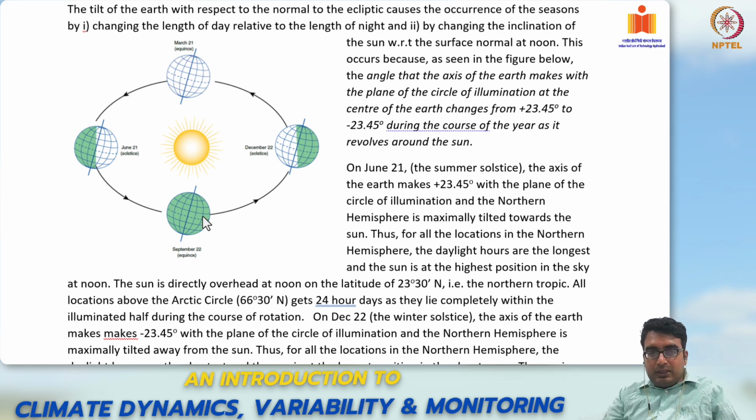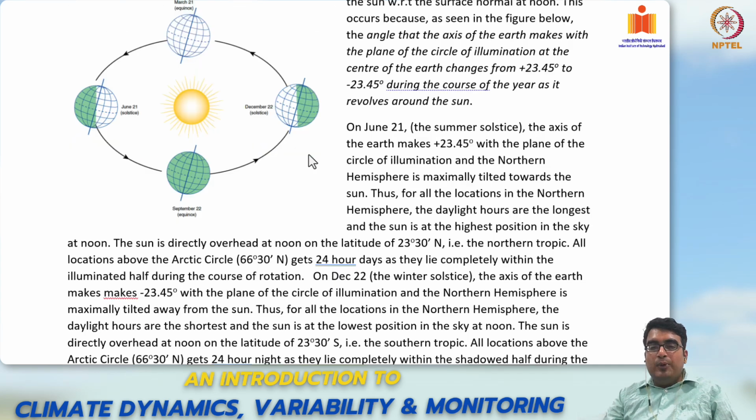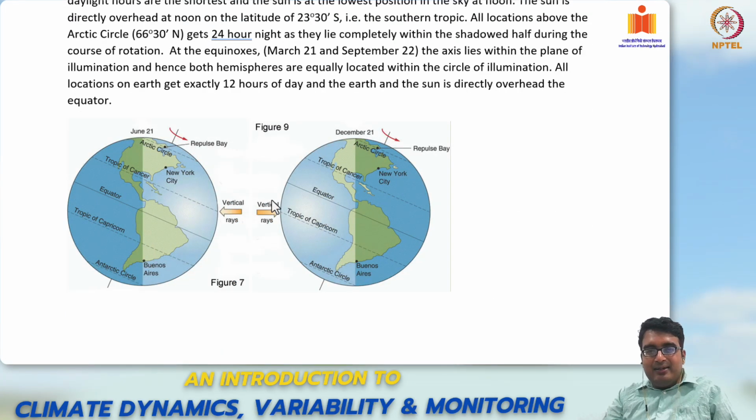Then 0 to minus 23.45, and minus 23.45 back to 0, is between September to March. So this is the summer half, this is the winter half. What happens in the winter solstice? You can see here that the sun's rays are on this side and the axial tilt is minus 23.45.